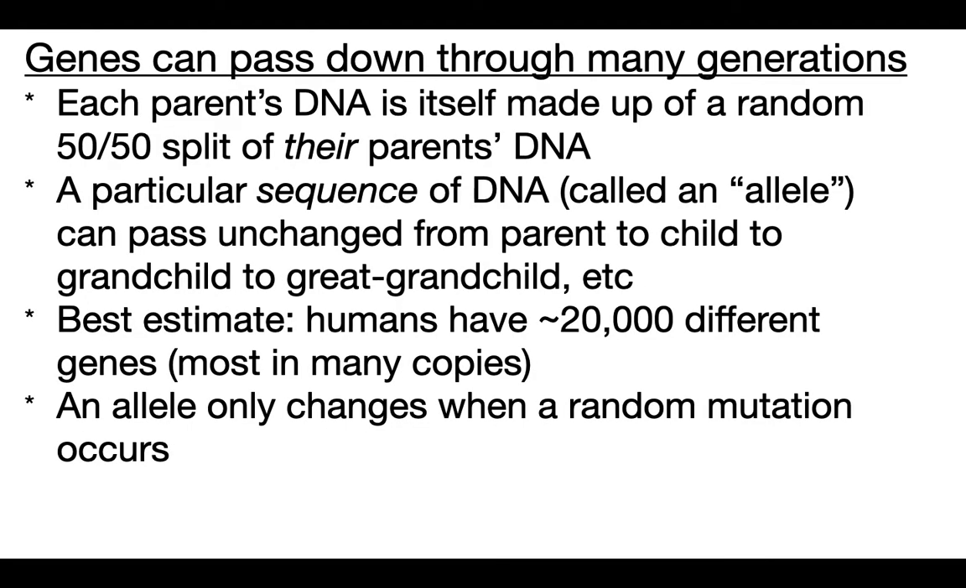Third point, genes can pass down through many generations. Consider it this way: every parent's DNA is itself made up of a 50-50 split of their parents' DNA. So on average, 1/4 of your DNA came from each of your grandparents. In that sense, the DNA is being passed sequentially from generation to generation to generation. And as the second point points out, this DNA, the sequence of DNA, can be passed unchanged from parent to child to grandchild to great-grandchild to great-great-grandchild, and on and on and on.